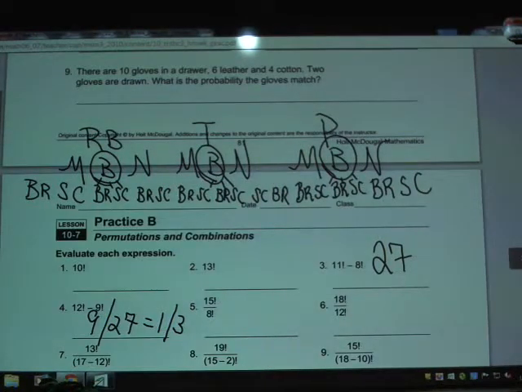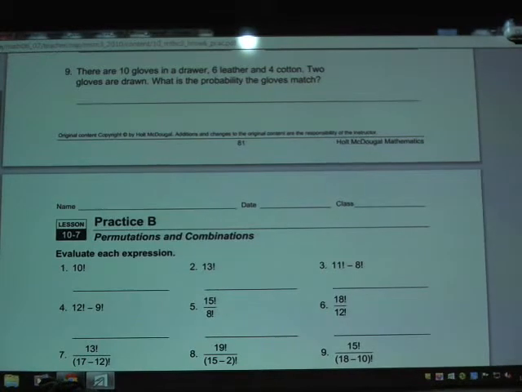All right, finally, there are 10 gloves in a drawer, 6 leather and 4 cotton. 2 gloves are drawn. What is the probability that the gloves match? So you could make a quick little tree diagram here if you wanted to, but all they want is the probability of the gloves matching.